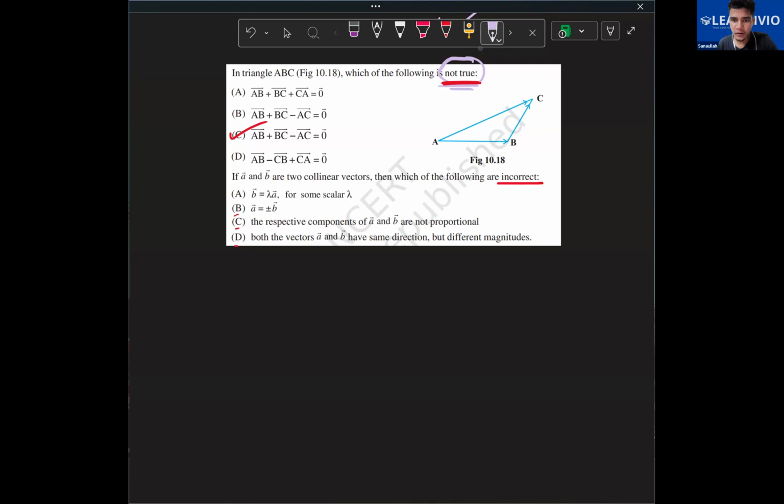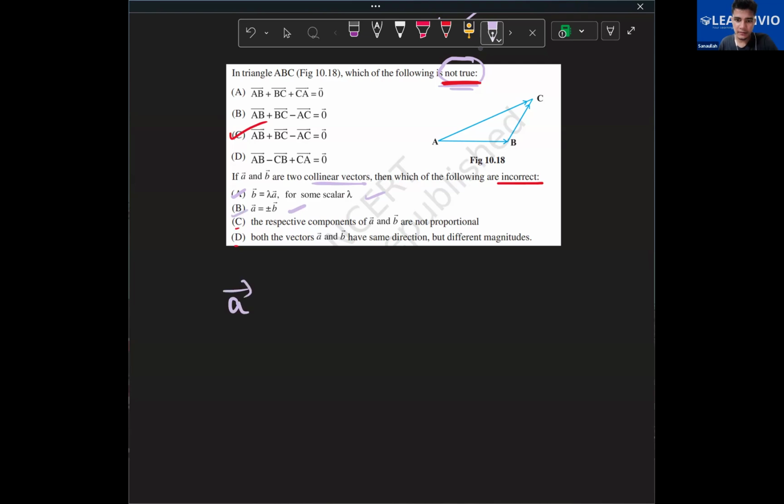Okay, you said according to you A is correct. Okay, so A is correct. A and B are two collinear vectors. Okay, then which of the following are incorrect? If A and B are two collinear vectors, then this is also true. Why are you saying this is wrong?